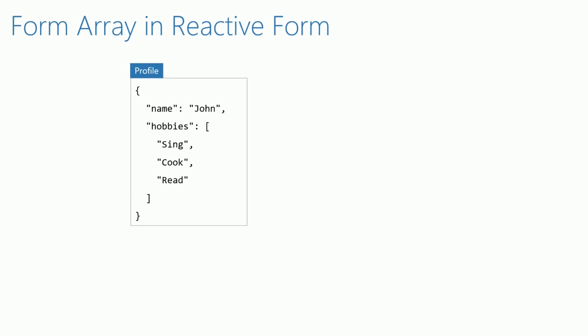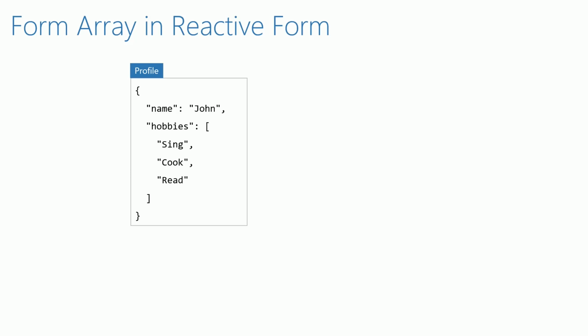The first property is the name of the person. Then we have a property named hobbies. The property hobbies is an array and it contains the top 3 hobbies of the person. In this video, we will see how this data model can be represented using reactive form.